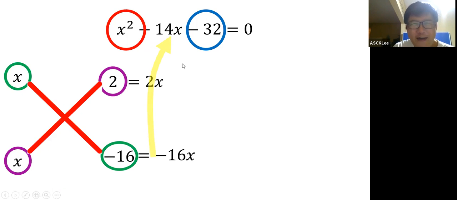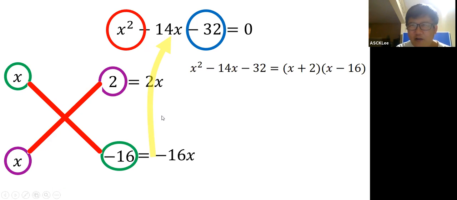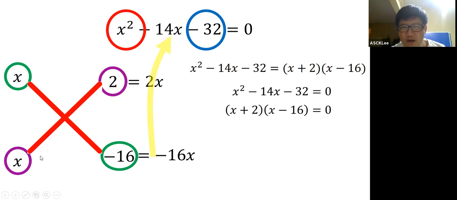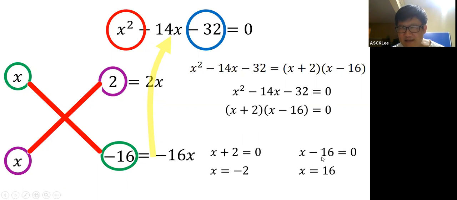You've hit your factors. Your factors are x plus 2 and x minus 16. So write your factors down, and then just replace your left side with your factors and apply the zero product property. That's coming back to give you nightmares tonight. So x plus 2 equals 0, x equals minus 2, x minus 16 equals 0, x equals 16. So minus 2 and 16 are your solutions.